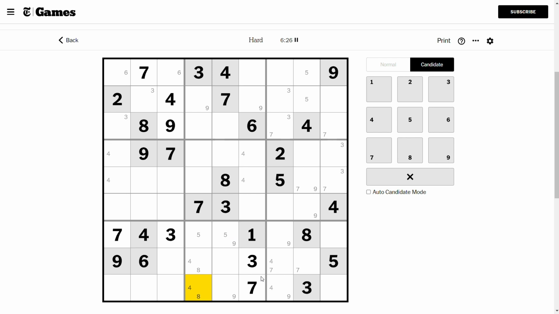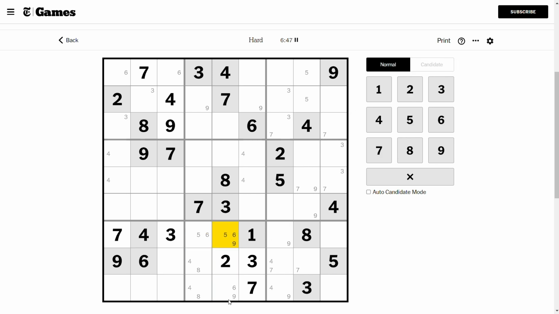Now, does that do anything? Let's see. Yeah, so the other 4 open cells in block 8 are for 2, 5, 6, and 9. This cell sees 5, 6, and 9, so this cell must be a 2. And the other 3 cells are for 5, 6, and 9.